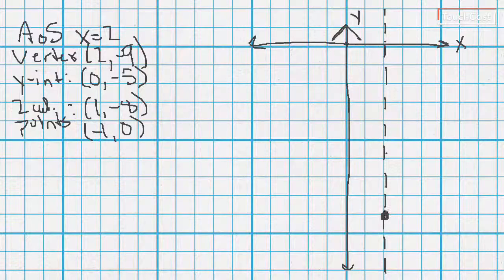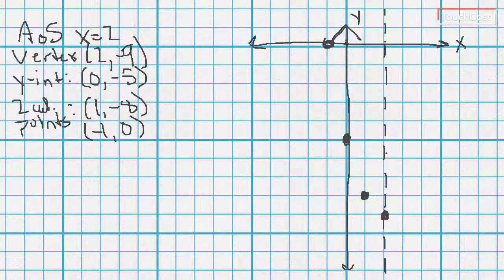We're going to put a point right there. We also know our y-intercept is at 0, negative 5, so from the origin we're going to go down 5. We're going to put another dot there. And then we've got 2 more points. We're going to go 1, negative 8, and put a dot there. And then negative 1, 0, and put a dot there.